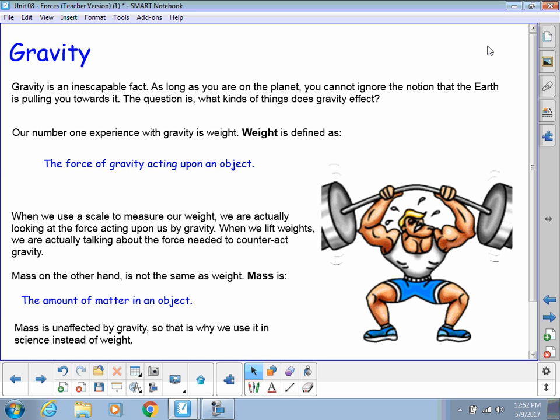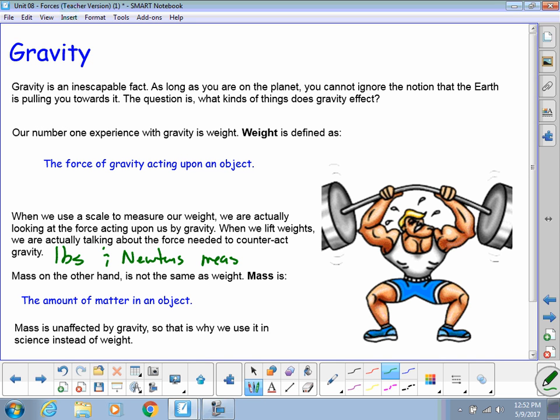Now, we measure weight in pounds. The SI unit for that is newtons, but pounds and newtons both measure gravity or force. Okay, gravity is a force, so any force. Now, weight, because it's the force of gravity, is not the same as mass.